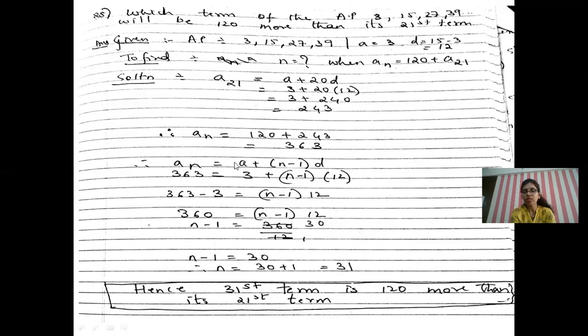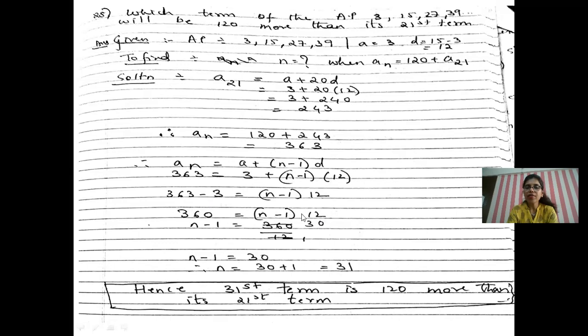Now we have to find the value of n, where the nth term is 363. So an is equal to a plus n minus 1 d. This formula we will be using. We'll be substituting the an value, that is 363. Here instead of a we'll be substituting 3, plus n minus 1, and d value is 12. Now we first take this 3 to the other side. It is plus 3, when we take it to this side, it becomes minus 3. So we get 360.